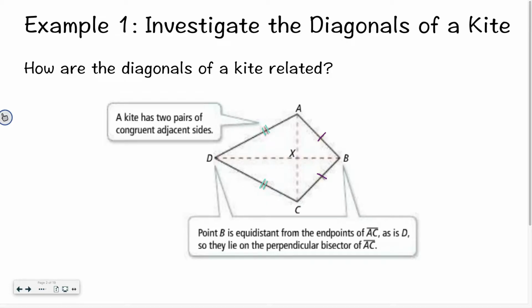And then some other important information about the diagonals of a kite. If we look, BD ends up intersecting AC at a 90-degree angle. That's a perpendicular, but it's also a bisector. It cuts this diagonal in half. So if AX is 5, CX is also 5. Okay, so you have a 90-degree angle inside there where the diagonals intersect, and you also have a perpendicular bisector.